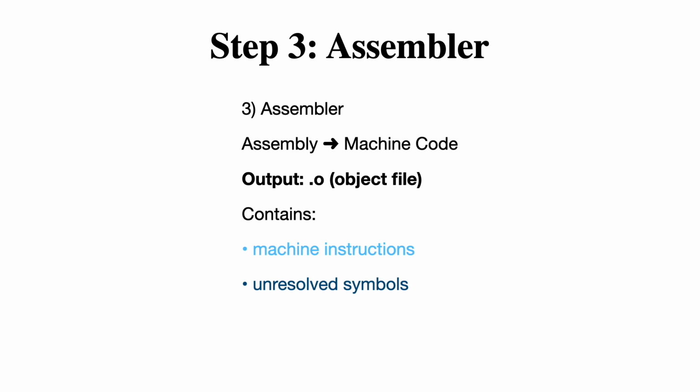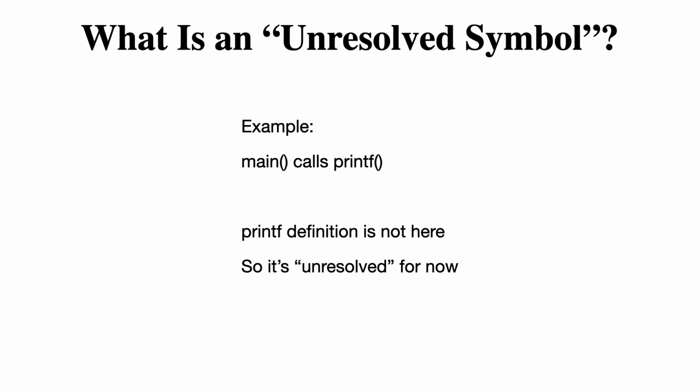Step 3, which is the assembler. The assembler converts assembly into real machine code, which is zeros and ones. The output is an object file like main.o, but this file may still have missing pieces called unresolved symbols. What is an unresolved symbol? Suppose your code calls printf. The compiler knows how to generate the call, but it does not know where printf is located in memory. So the object file keeps a note: I need printf from somewhere else.